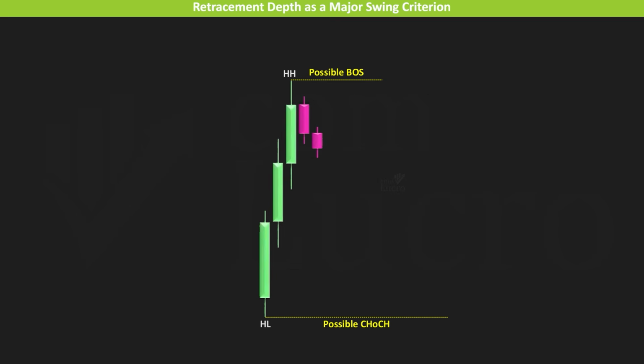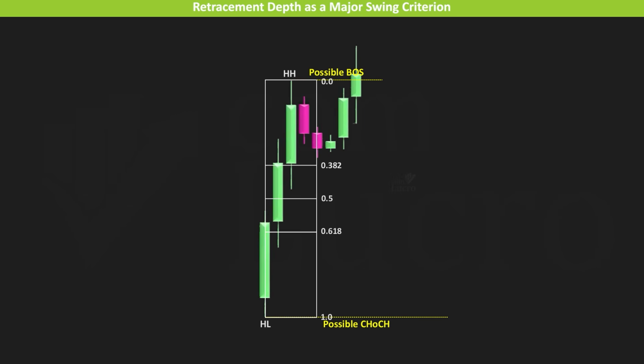Now let us move to the third and final criterion that helps us define a major swing, the depth of the retracement. Consider this example of an upward impulsive leg. After the impulse, price forms two retracement candles, but this pullback does not reach the 38.2% Fibonacci retracement level. Because this minimum retracement is not achieved, this correction is considered invalid. As a result, this pullback does not qualify as a true swing.